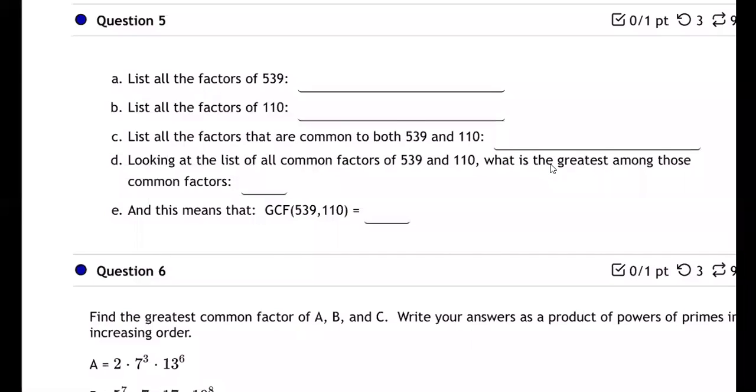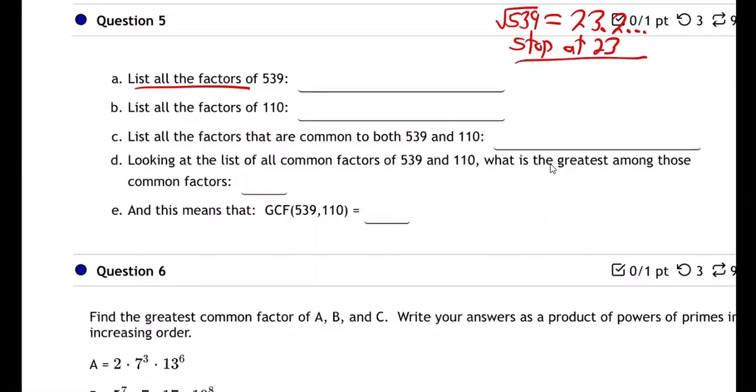They want us to list all the factors. So I'm going to list all the factors of 539. Now, listing all the factors, remember we did that earlier? That's where you've got to take the square root of the 539, so you know how far to go, where to stop, right? The square root of 539 is 23.2 and so on. So I'm going to stop at 23.